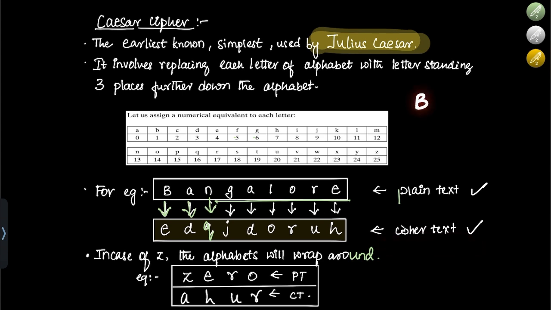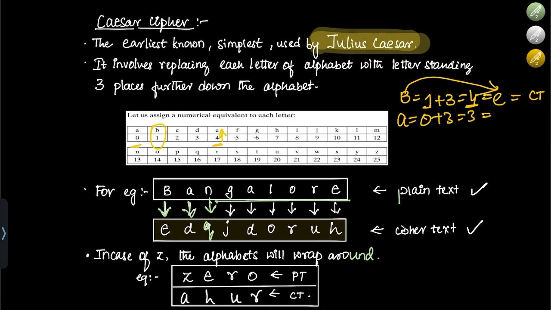So for B, what is the equivalent? 1. So 1 plus 3, I'll get 4. 4 equivalent is E. So in place of B, I can write E as the cipher text. Next, for A the value is 0. 0 plus 3 is 3. So for 3 I have D. So in position of A, I have to write D. In position of A, I have written D. In position of B, I have written E.